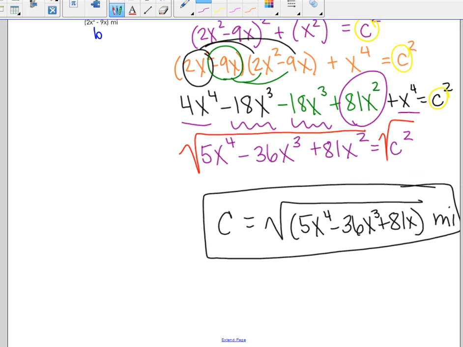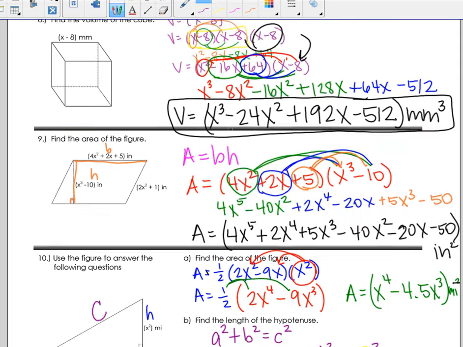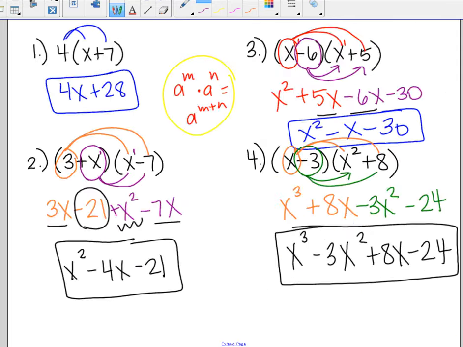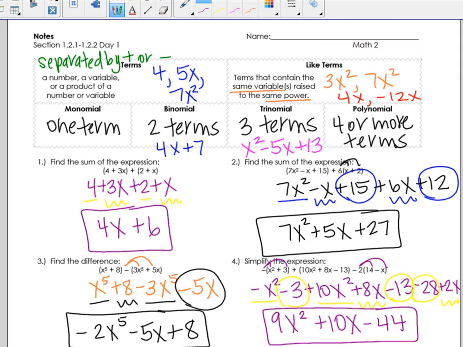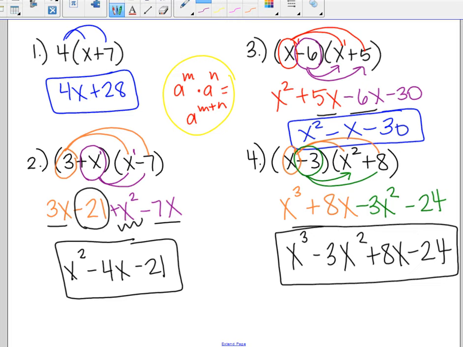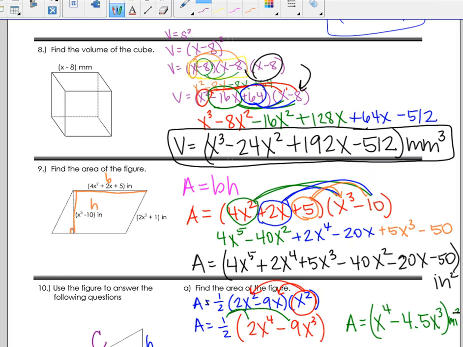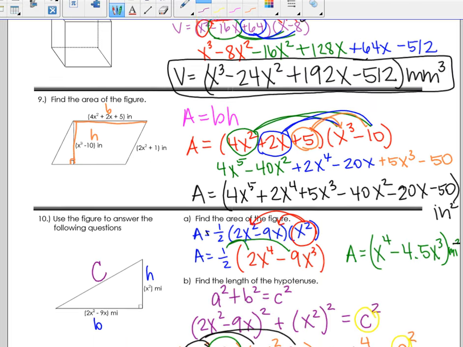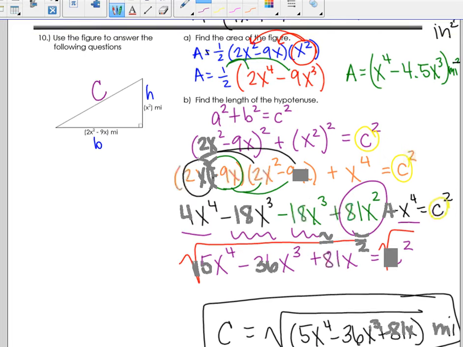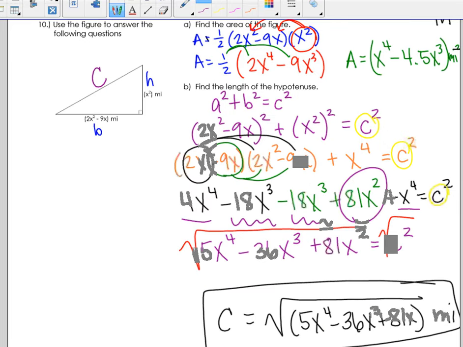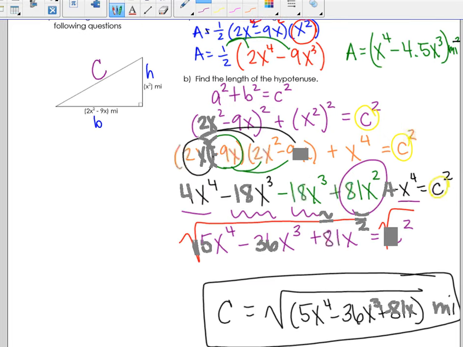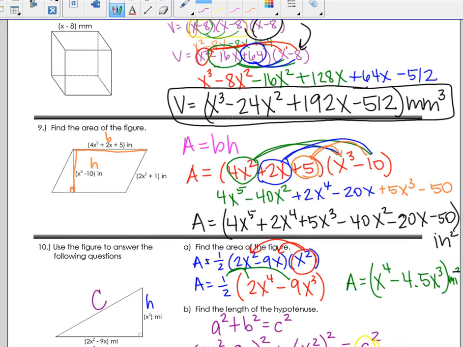Okay. So that's how you add, subtract, and multiply, and then we took that multiplication and applied it here with volume, area, and more area, and including our hypotenuse question. Okay, so if you have questions, please come find us.